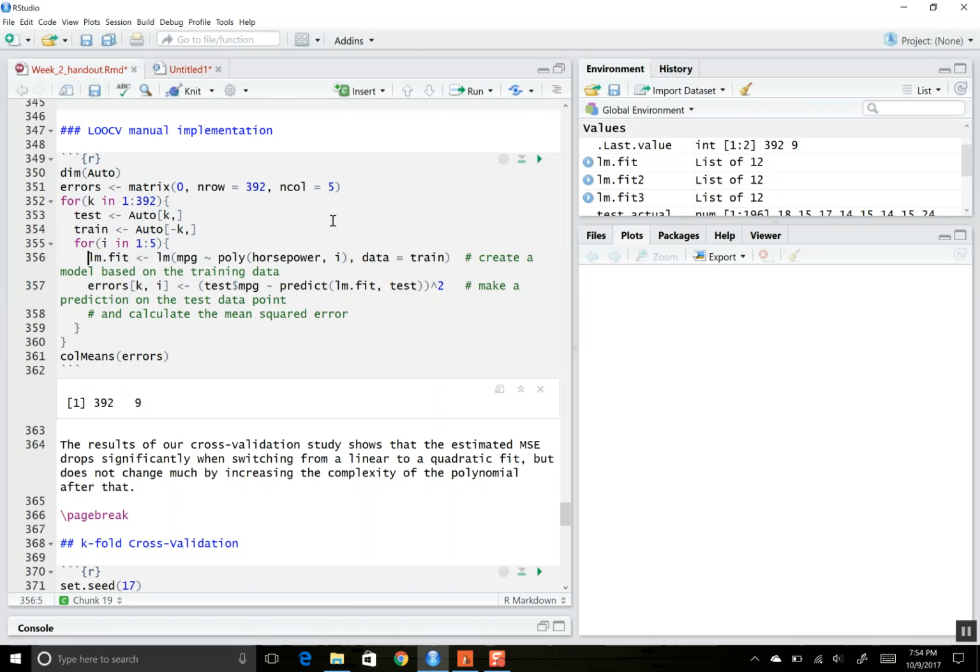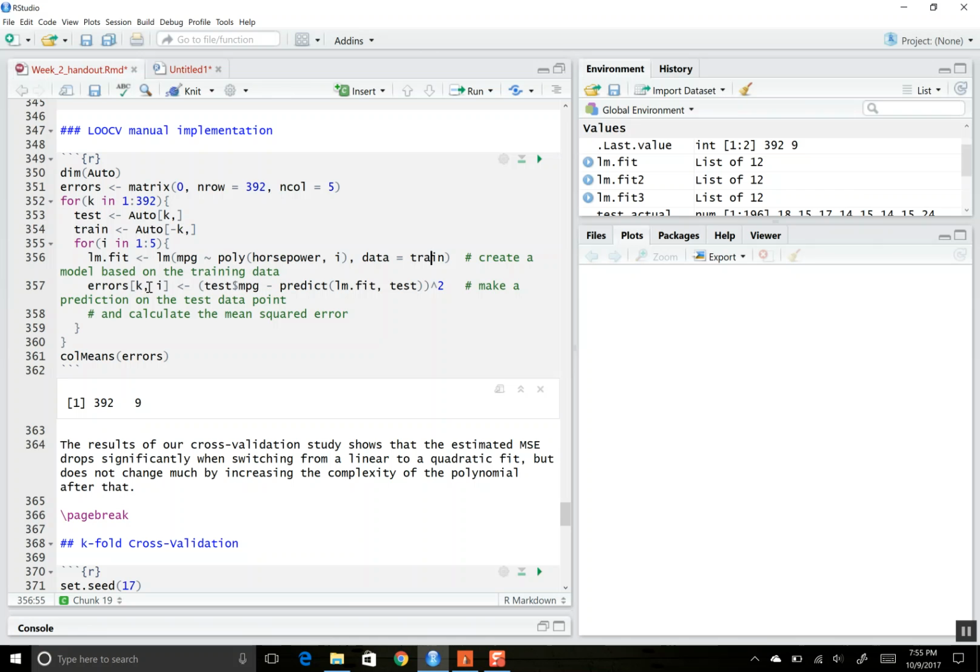The inner loop says create a linear model fit, where you fit MPG based on a polynomial of order i. So the i is going to go from 1 through 5. So we start off with polynomial of order 1 through 5. The data you're going to use to fit is the training data, which is basically everything in the auto data except row k.